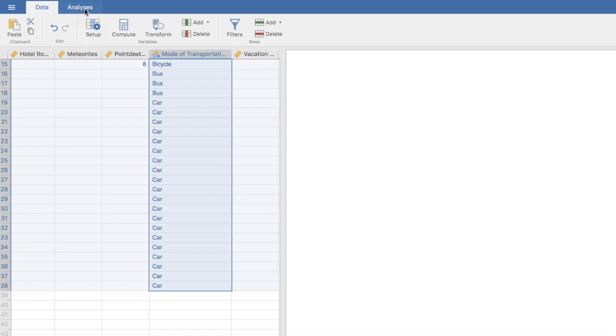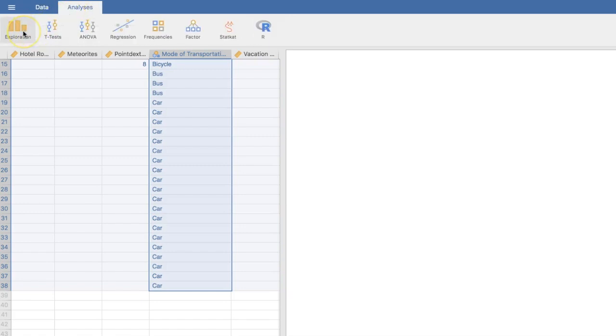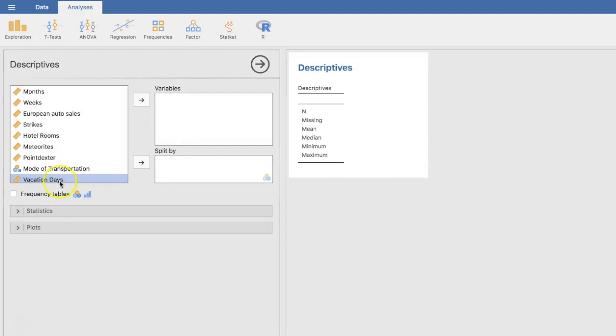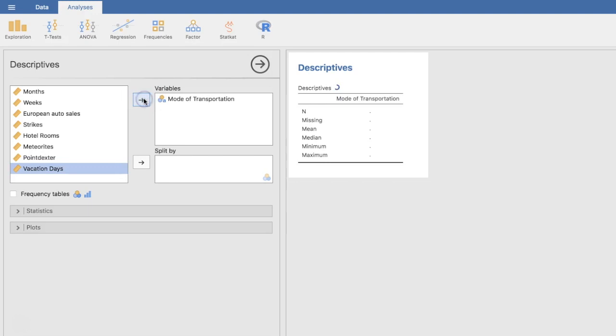I'm going to click on the analysis tab, and then I'm going to go to exploration. In exploration, I have the option for descriptives. So here it is. I need to look for mode of transportation, which is right there, and it has the bubbles there, which represent a nominal variable. When I drag it into the variables box, it immediately does descriptives. But the only thing it can do here is just tell me how many observations I have, and it's 38. There's no missing data.